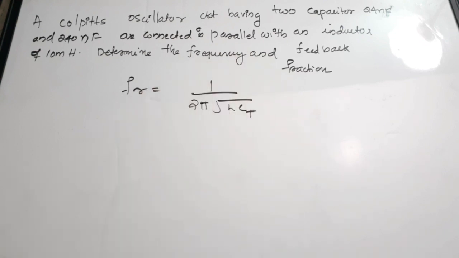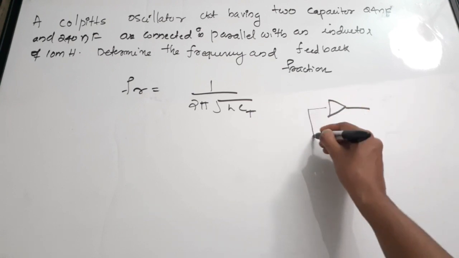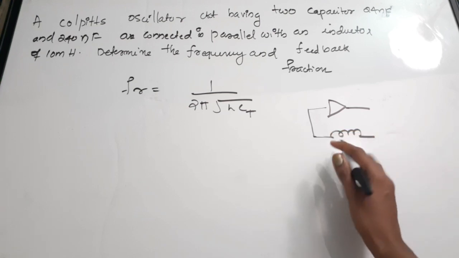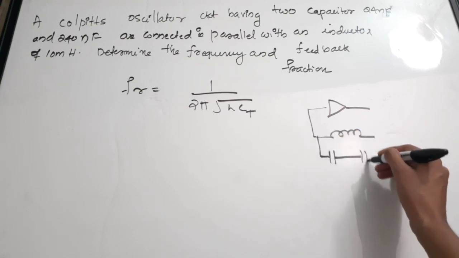Now, what does a Colpitts oscillator feedback circuit look like? There is an amplifier section and a feedback circuit, and the feedback circuit has an inductor, and in parallel to that are connected two capacitors which are in series.